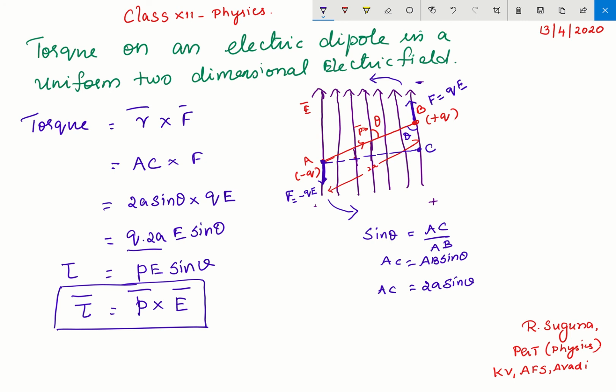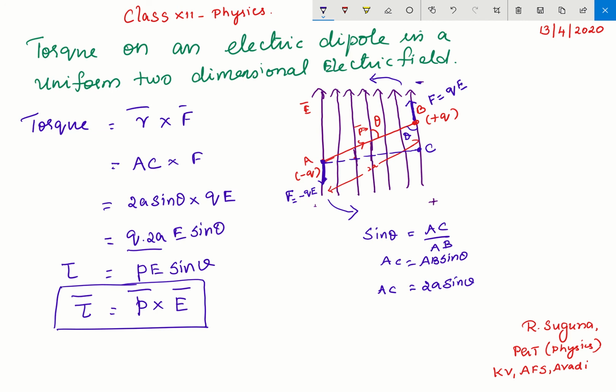If you apply the right hand screw rule, the direction of tau will be perpendicular to the plane of the paper and outward. P to E, it is from P to E. Therefore, it will be perpendicular to the plane of the paper or board and outward. Okay, so this is the direction.